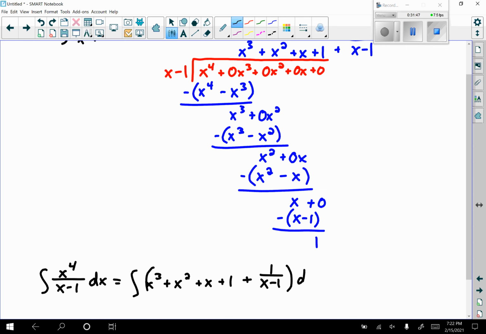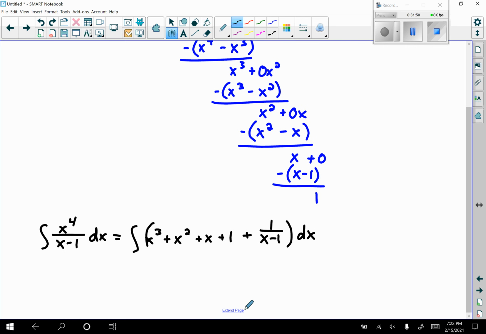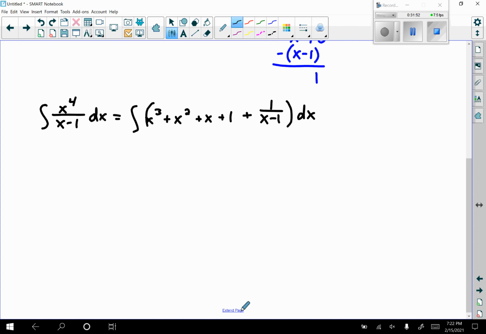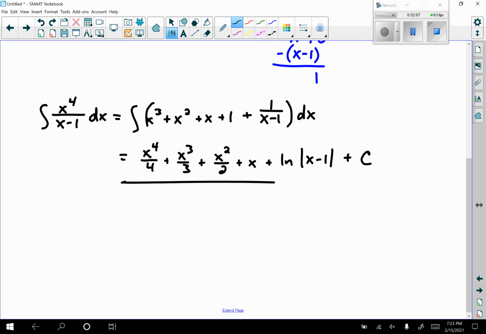And now I could just take the antiderivative of each term. So this will become x to the fourth over 4 plus x cubed over 3 plus x squared over 2 plus x plus the natural log of the quantity x minus 1 plus c. We need that absolute value around the x minus 1 though.